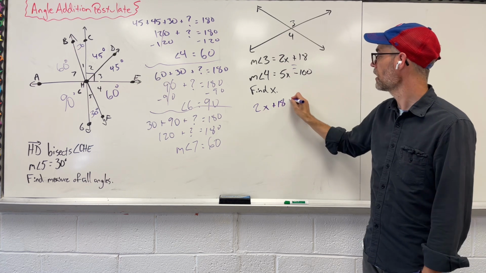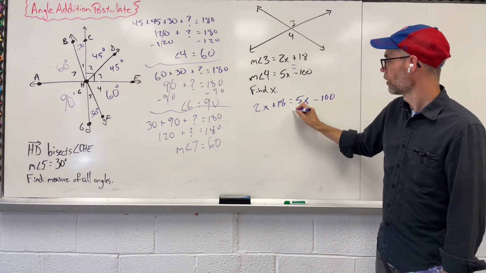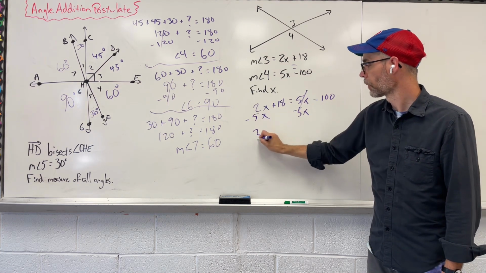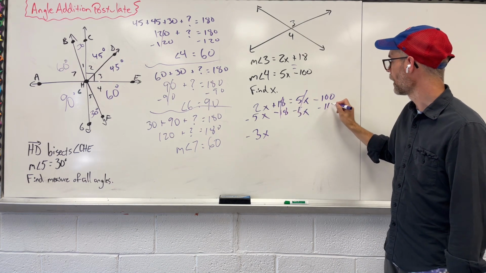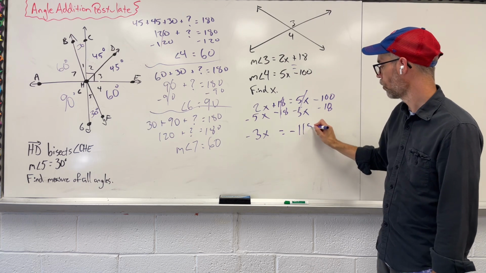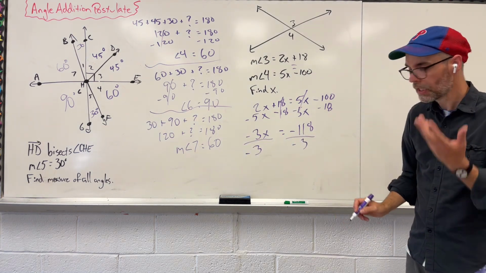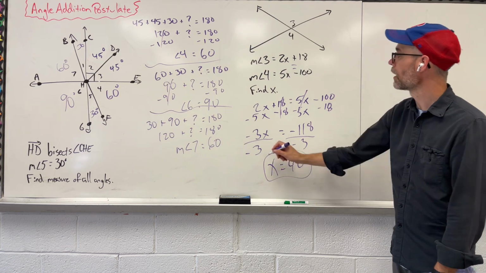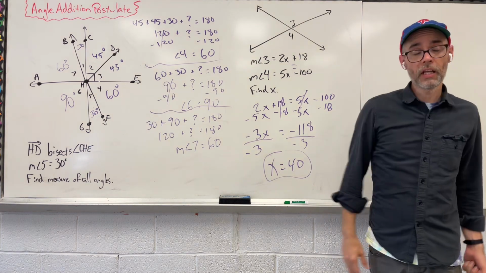2x plus 18 equals 5x minus 100. Minus 5x, minus 5x. Negative 3x, we're going to say minus 18, minus 18, giving us negative 118. Divide both sides by negative 3, and x ends up being a positive 40, and that's all that we're looking for, what x is. And that's using the angle addition postulate.